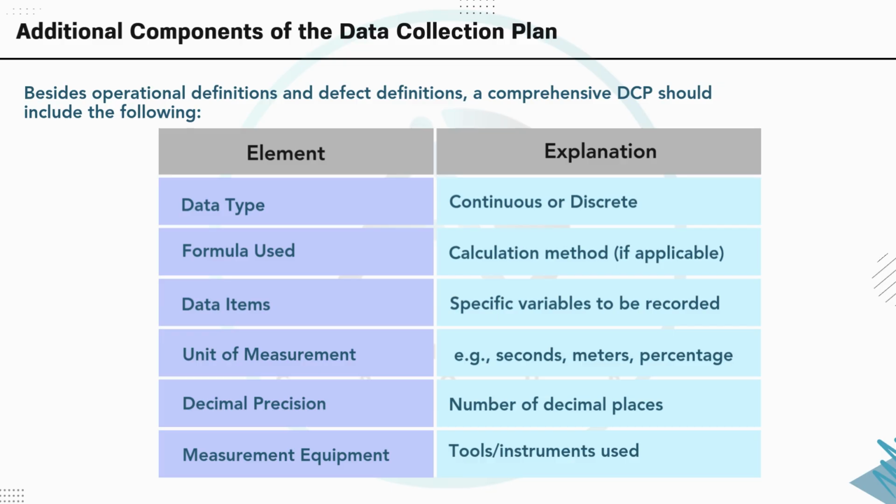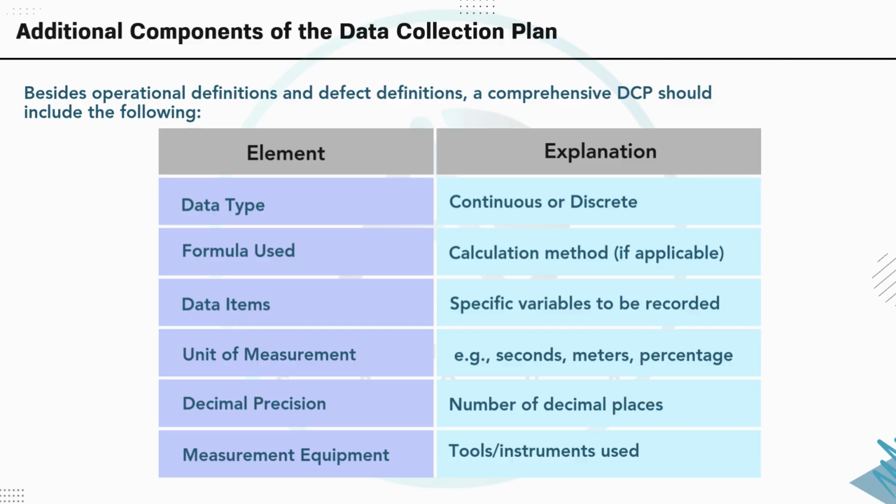Data items. Specify the exact variables to be recorded, like response time, number of calls, or defect type. This ensures we're all capturing the right information. Unit of measurement. Clarify the units such as seconds, meters, or percentages. This prevents misinterpretation, especially in global teams. Decimal precision. Define the number of decimal places to be recorded. This maintains consistency and avoids rounding errors in analysis.